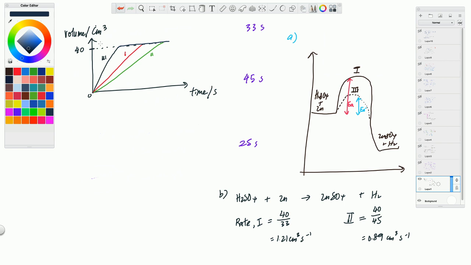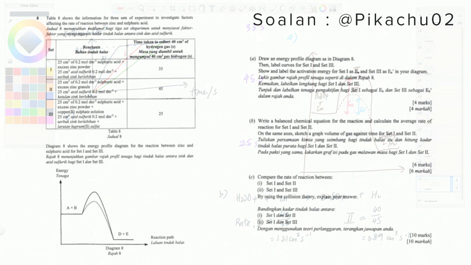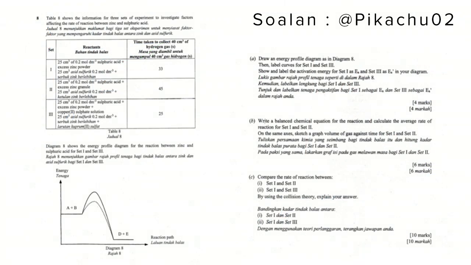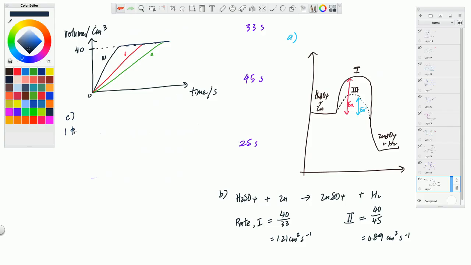All right, finally question C. Question C is my favorite because it's 10 marks, but it's so easy to write. Basically you have to compare set 1 and set 2 and then set 1 and set 3, and each part is 5 marks and it's the same thing. You always talk about the same thing. For 5 marks you compare 1 and 2, and for another 5 marks, you compare 1 and 3.